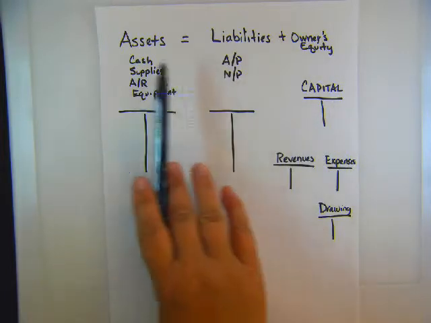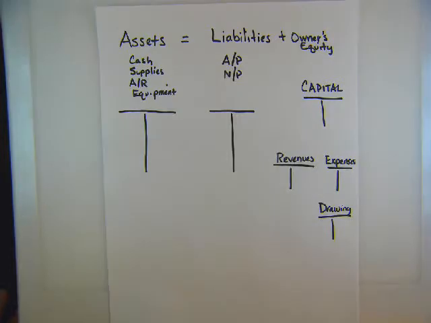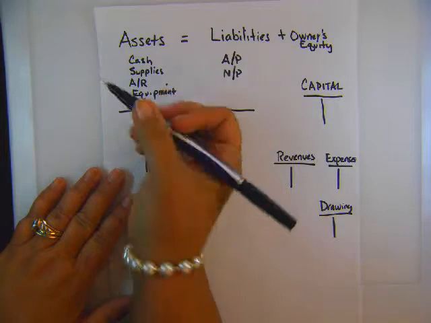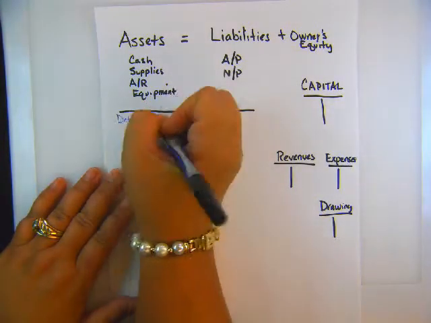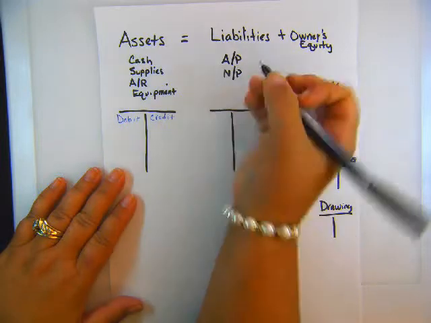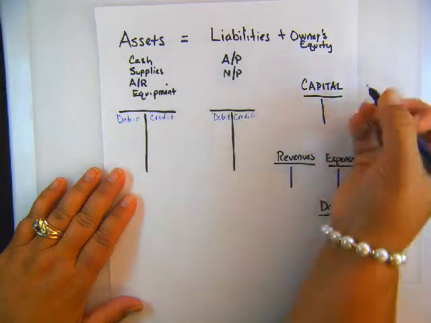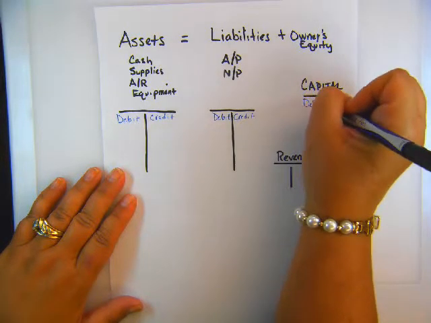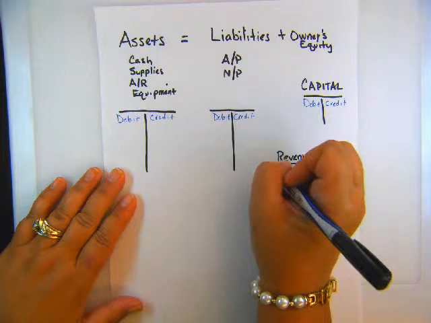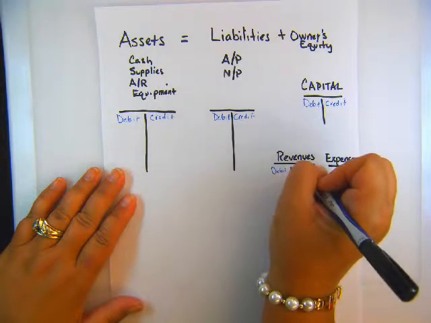We are going to use where these accounts are located in the accounting equation to help us remember how T accounts work. The first rule we need to know, though, is debits are always on the left side of the T account, credits are always on the right side. So, debits are on the left, credits are on the right for each account type. It doesn't matter if it's an asset, a liability, or an account in owner's equity. Debit always is on the left, credit is always on the right.